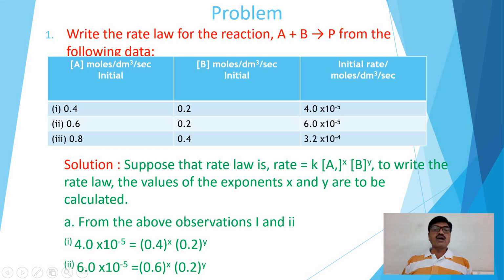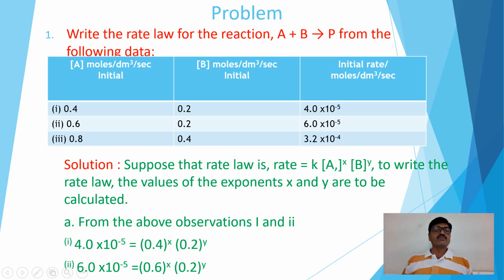See here, from the above observations, first and second. We can write this as R1 is equal to, now see, this is the rate, so this is equal to the molar concentration of A, molar concentration of B raised to the powers X and Y. Then second, again we can say R2, or second rate. The rate is given here, and these are the concentrations.